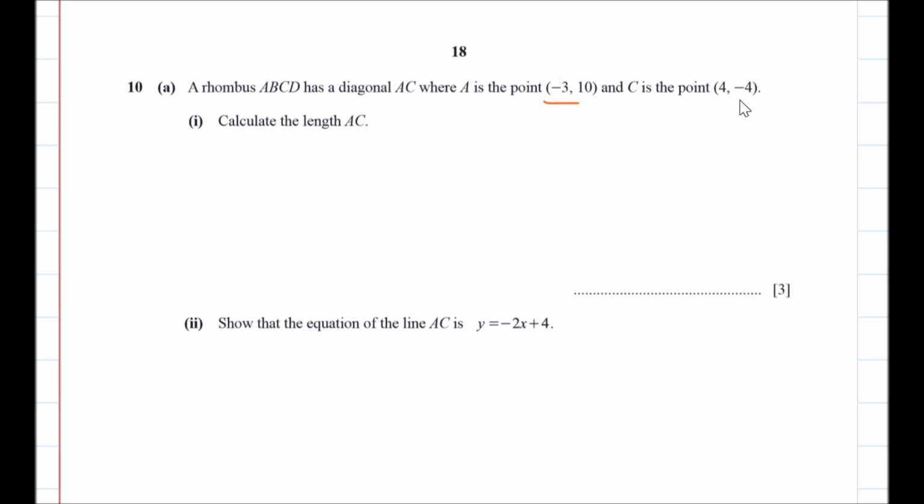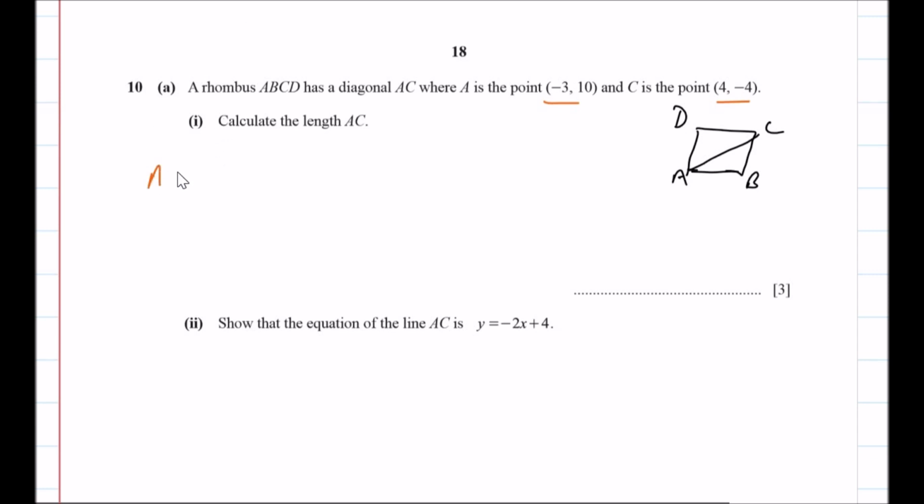So 2 points are given and we have to find the distance between the 2 points. We will apply the distance formula, right? A to C. If you draw a rhombus here, this is A, this is C, this is B, this is D. We have to find AC.